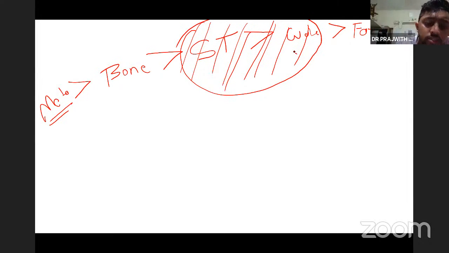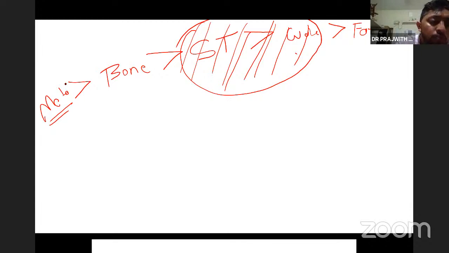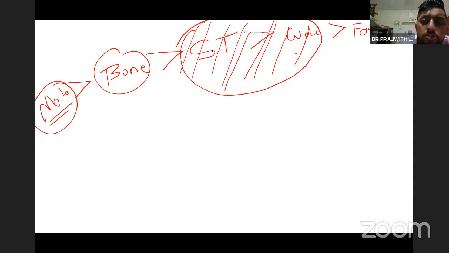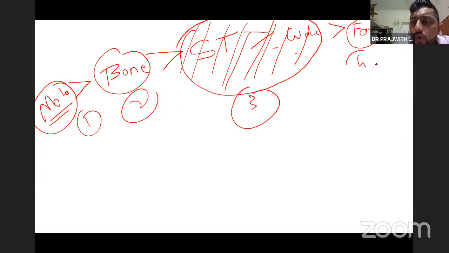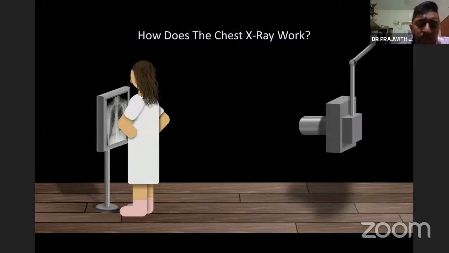So what are the densities that we see in a chest X-ray? Very simple MCQ. We know that metal, bone, soft tissue and water, fat and air. So how many densities can we see in a chest X-ray? It is 1, 2, 3, 4 and 5. And what are these 5? The metal, the bone, the soft tissue and water, fat and air. Now these densities, when it comes to CT imaging, we can even quantify. Okay, we have two values. One is a quantitative value.